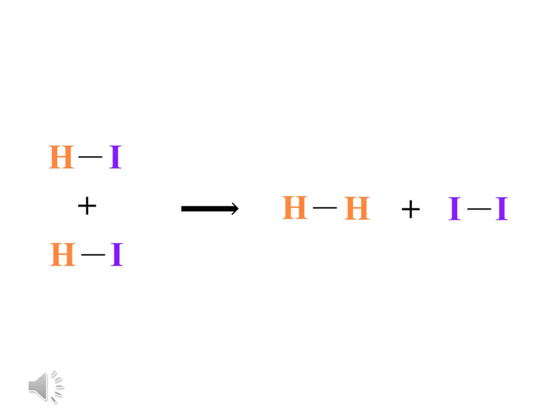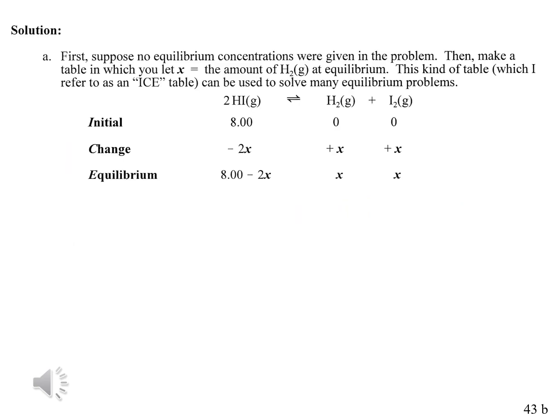This shows you visually why you have to use up two HIs in order to get one H2 and one I2, because you have to have one H from each one. So you lose 2 when you make one H2. So when you get to the equilibrium, it will be what you started with plus how you changed: minus 2x for each HI and x for each of the products.